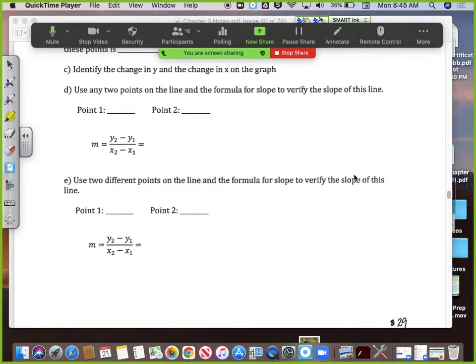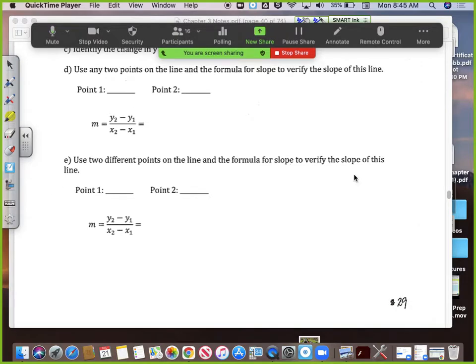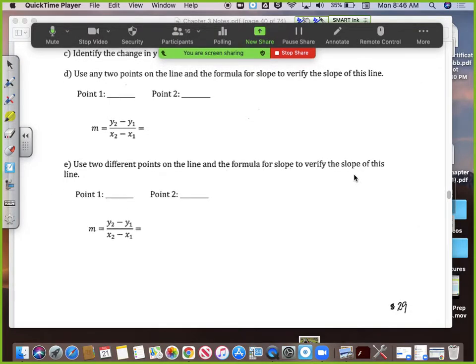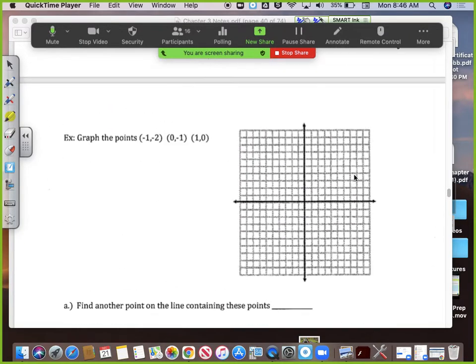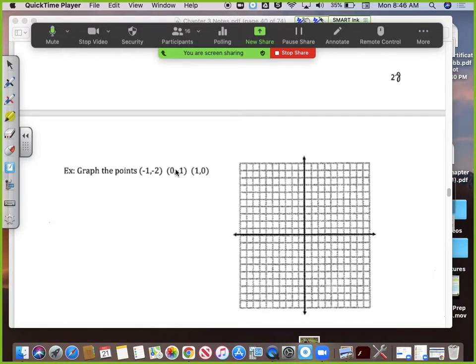Down here in letter E, it's asking us to use 2 different points on this line to find the formula for slope. I actually showed you 2 ways. I showed you the first and second, and I showed you the second and third. What I want you to do is use the last 2 that we didn't, just to verify this. If you didn't copy this down, I didn't realize it was there, but let's try this. I'll give you a few minutes.